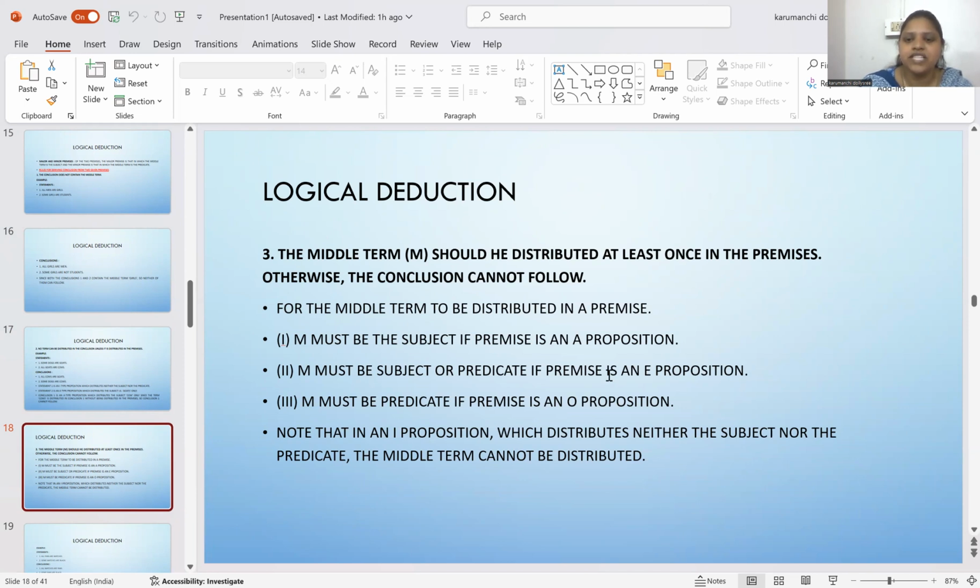For the middle term to be distributed in a premise, there are three things we should follow. M must be the subject if the premise is an A proposition. M must be the subject or predicate if the premise is an E proposition. M must be the predicate if the premise is an O proposition. We all know what A, I, E, O denote, right? We have to note that in an I proposition, which distributes neither the subject nor the predicate, the middle term cannot be distributed.